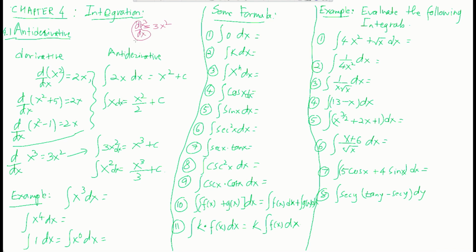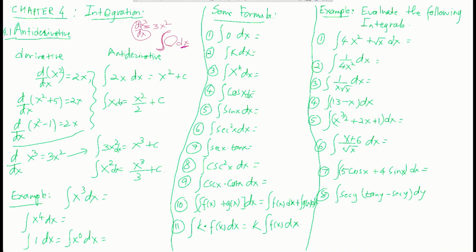For the antiderivative, we use a notation like this: the integral sign, and then it comes with dx. The function will come here in the middle. The integral sign, or the antiderivative sign, is like an s type of thing, and then there is a dx that comes at the end.